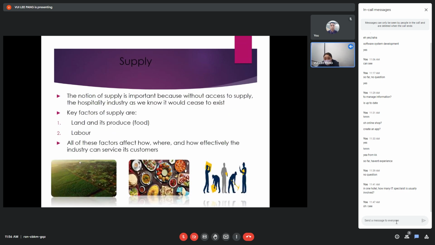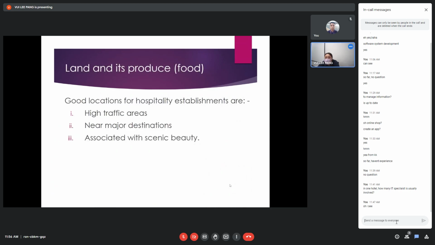And another force is the supply side. The key factors of supply are the land and the produce, the food, and labor, we need the staff. All these factors affect where and how effectively the industry can service its customers. A good location for a hospitality establishment is in high traffic areas, near the major destinations, and those associated with scenic beauty, like a beach, with some icons like Mount Kinabalu, for example in KK, the farm.